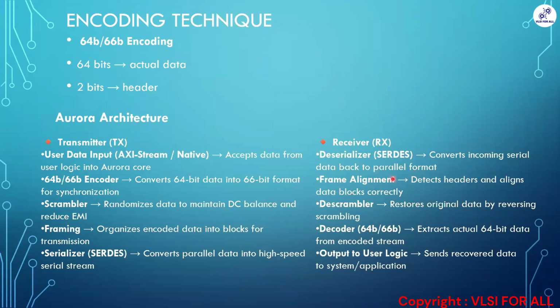And the frame alignment detects the headers and the data alignment, checking the data blocks are correct. The descrambler restores the original data by reversing the scrambling. And the decoder extracts the actual 64-bit data from the encoded stream and outputs it to the user logic. It sends the recovered data to the system or application.